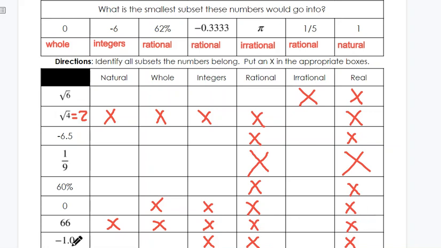And the last one, negative 1.0. Negative 1.0 is the same thing as negative 1. And negative 1 is a negative whole number, so therefore it is an integer. Integer numbers are also rational, and rational numbers are real. All right, so that is the real number system.